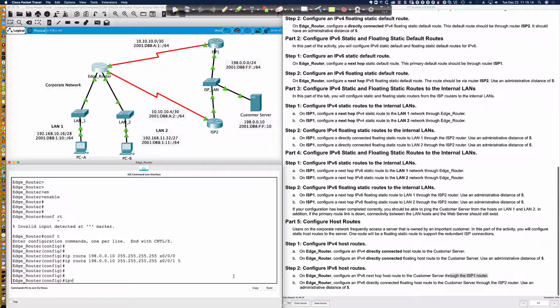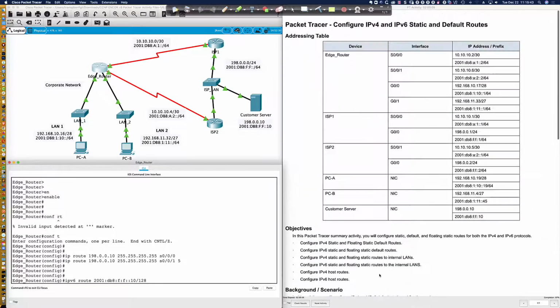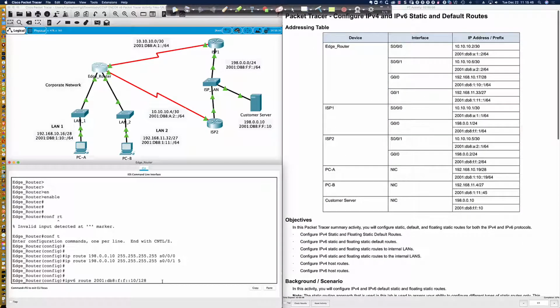And the edge router. So we're going to say ipv6 route. So my route to get to the 2001:DB8:Fox::10. And remember, this value here, we can't just leave it like that, right? We want to put in the /128. And then I'm going to provide the next hop IP, which I'm going to have to go look up on ISP1 up here, which is going to be on that serial interface. 2001:DB8:A::1. This is a next hop IP, right?